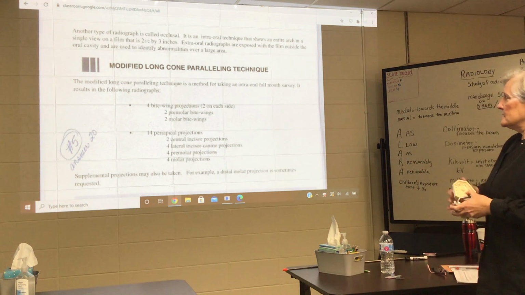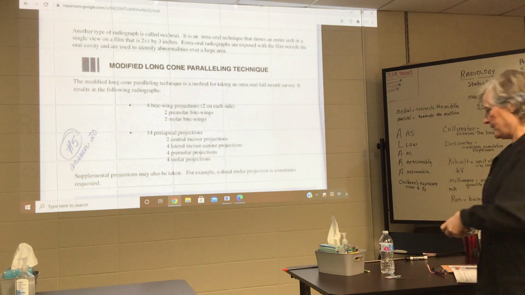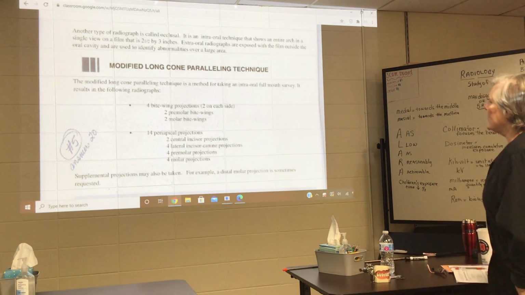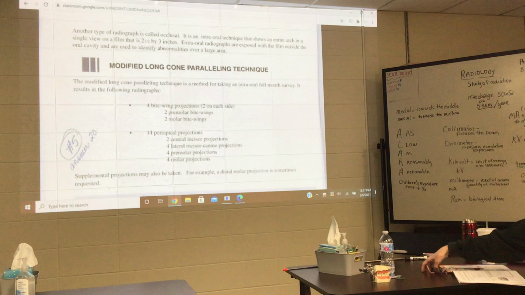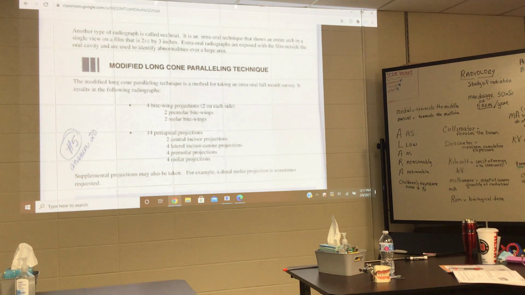And that's going to give us 20 radiographs total. So the answer of how many radiographs are in a full survey, the answer is 20.